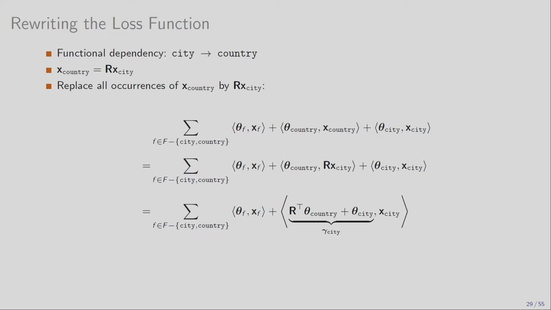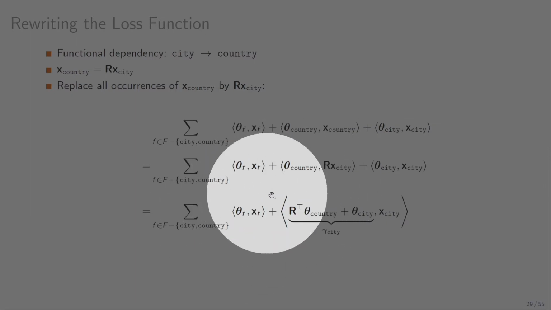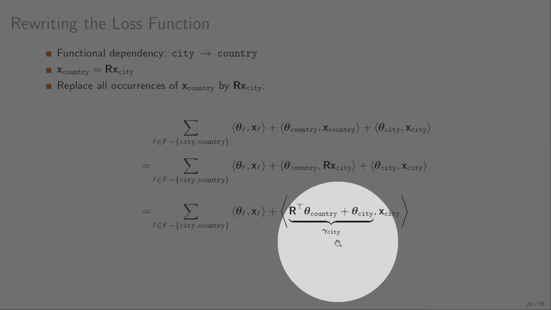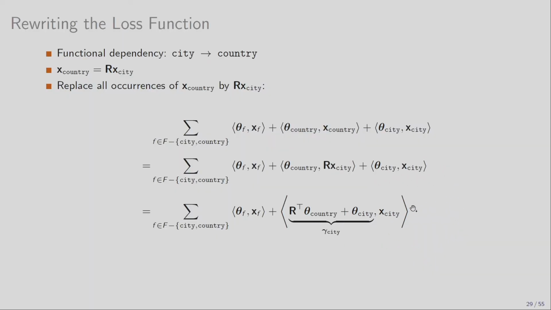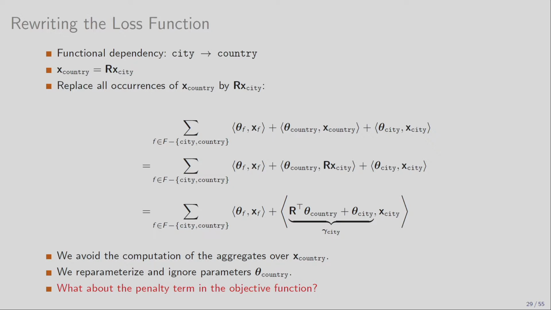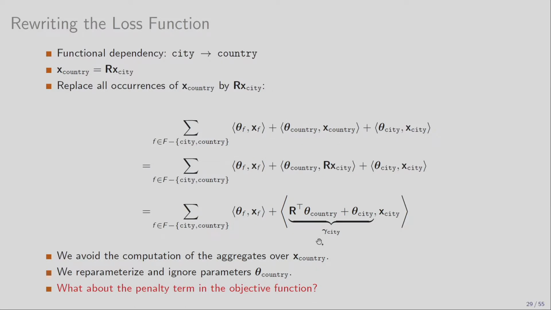Okay? And now our model will talk about all the other features and parameters, and now including a new parameter gamma city. Yeah? Which is now in a dot product with x city. Okay? Good. So this effectively amounts to not computing anymore aggregates over x country. In a sense, it makes sense, right?